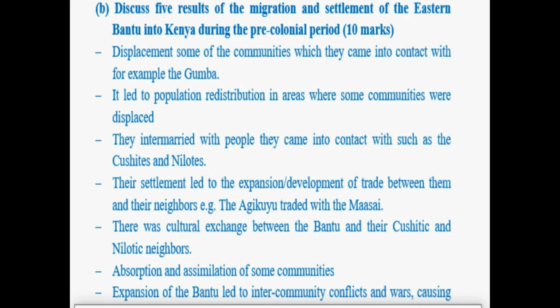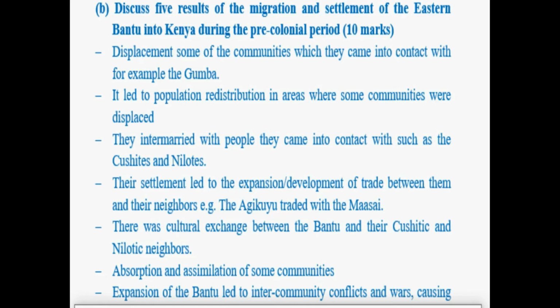Discuss 5 results of migration and settlement of Eastern Bantu into Kenya during the pre-colonial period, to get 10 marks. Number 1 of the effects is they displaced some communities which they came into contact with, for example, the Gumba. So Bantu displaced some communities like Gumba.